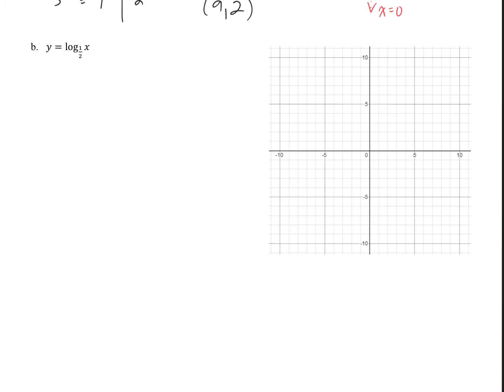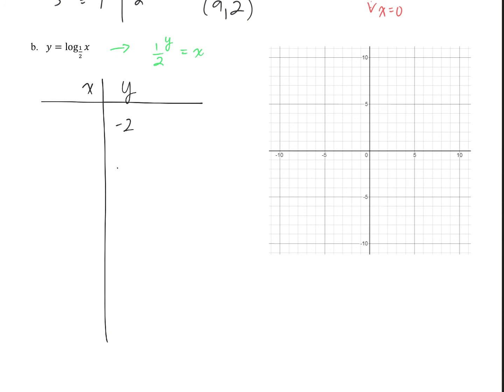Once again, for graphing these, I like to try and switch it to exponential. Just makes things a little simpler for my brain. So (1/2)^y = x. We'll go ahead and set up a table of values. As usual, I pick my generic values that I tend to like to use. They normally always work. And let's get started.